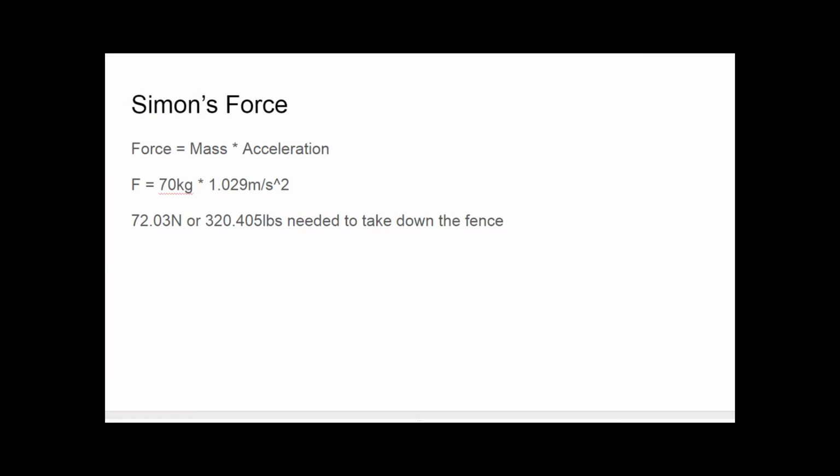To find the force in which Simon hit the wall, you have to find force, which equals mass times acceleration. His mass was 70 kilograms times the acceleration, which was 1.029 meters per second squared. We can find that the force that he hit the wall with was 72 newtons, or 320 pounds.